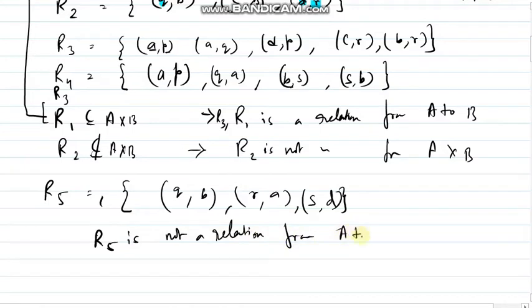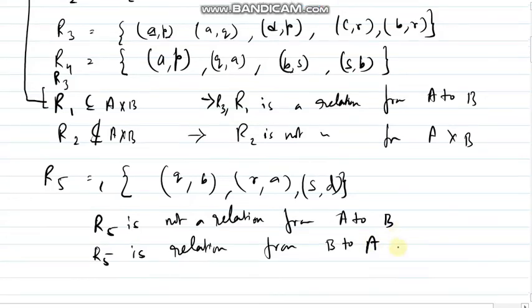from A to B. But R5 is a relation from B to A. So this is the difference between a relation from A to B and a relation from B to A.